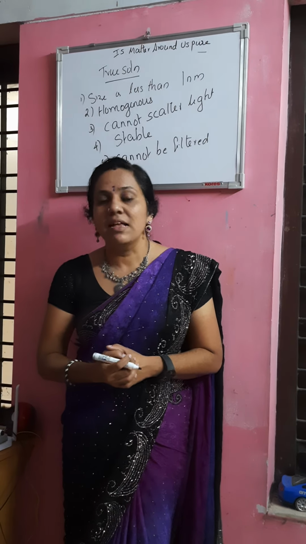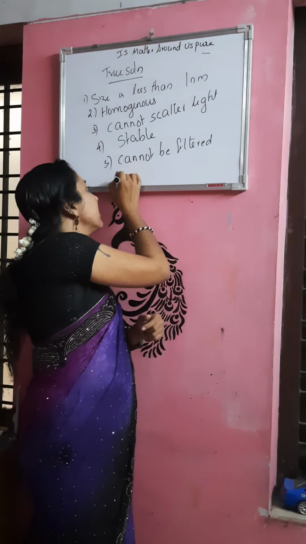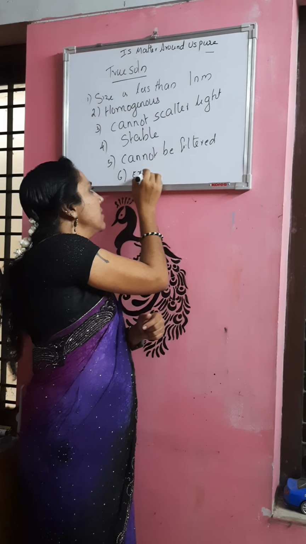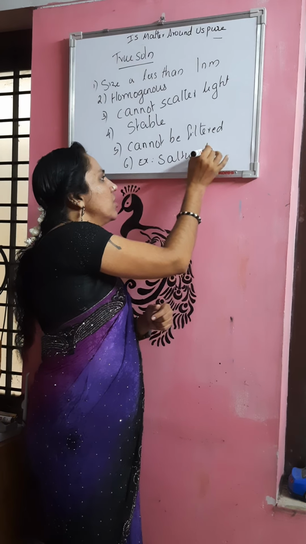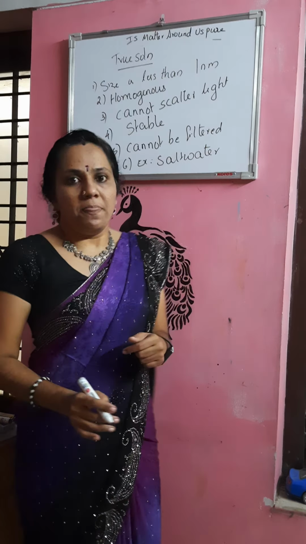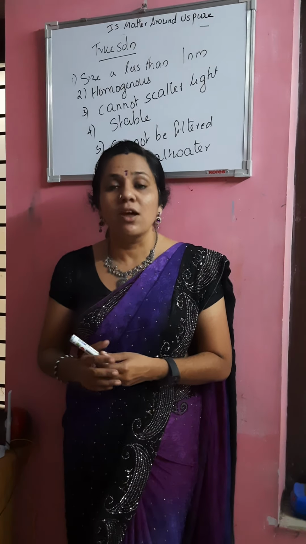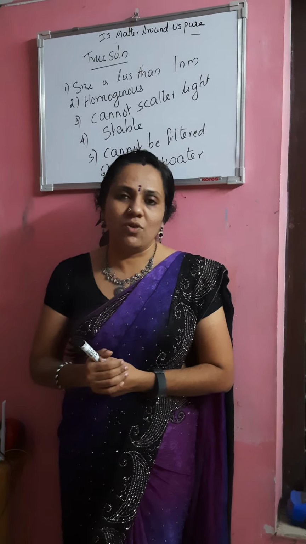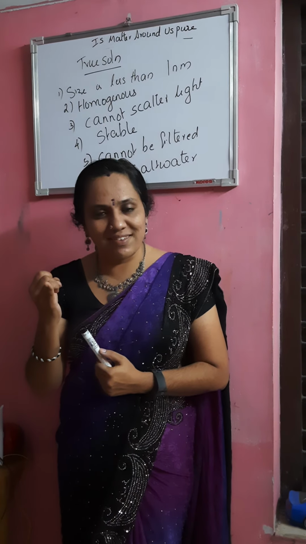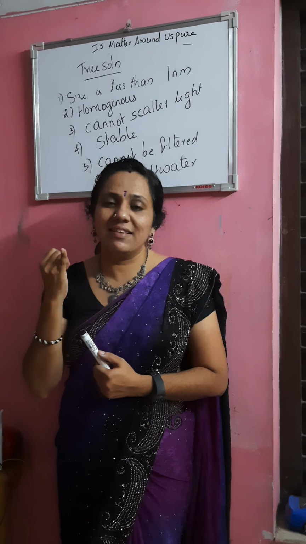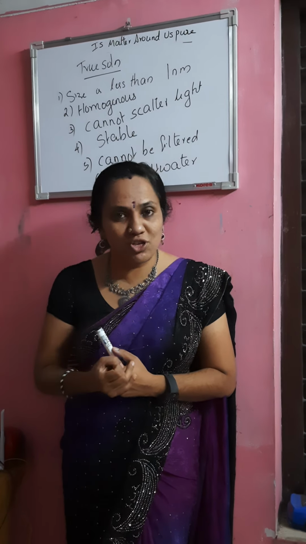So these are some of the properties of true solution. The example for the true solution is salt water. Another example is sugar water or sugar solution. Copper sulfate dissolved in water is another example. All these are true solutions. So what are the properties of true solution? First thing is the size is too small, less than 1 nanometer. The second thing is, since the size is too small, they are homogeneous mixtures.